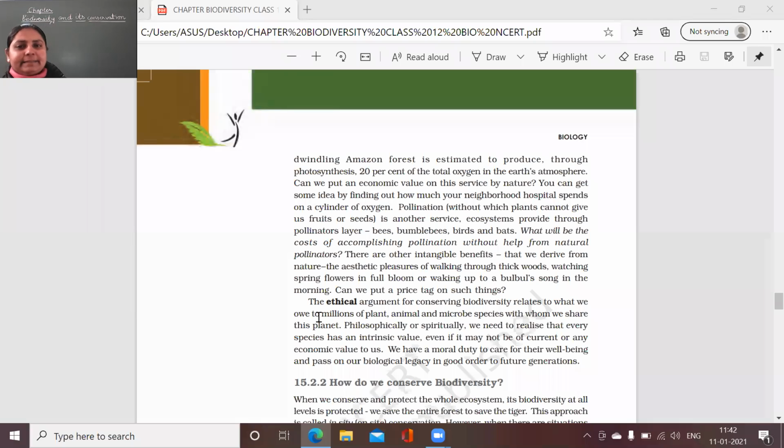We must realize that every species has an intrinsic value. ठीक है, हर एक स्पीशीज जो है उसका एक इंट्रिंसिक वैल्यू है, उसका सर्वाइवल भी उतना ही इंपॉर्टेंट है जितना कि हमारा इंपॉर्टेंट है. Doesn't matter whether that species has any economic value for us or not. We are no one to cause harm to these species. So it is our moral duty that we should care for these species, we should care for their well-being. ठीक है, and we have this moral duty that we are supposed to pass on our biological legacy to our future generations in good order also.